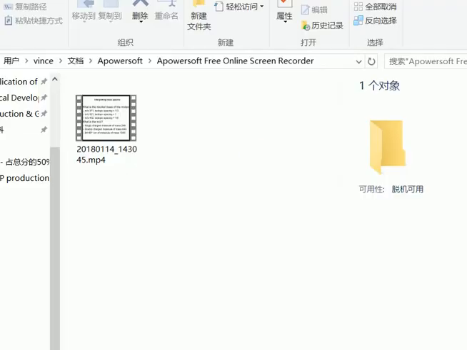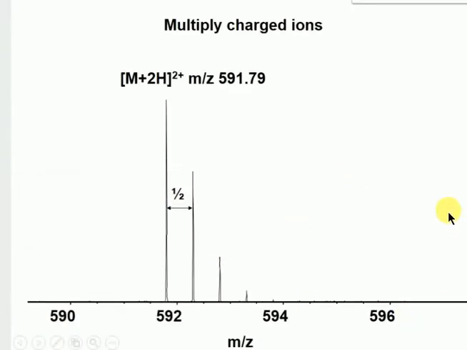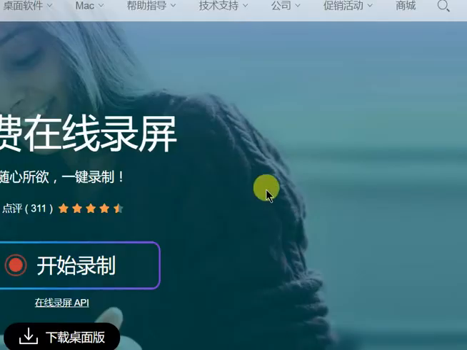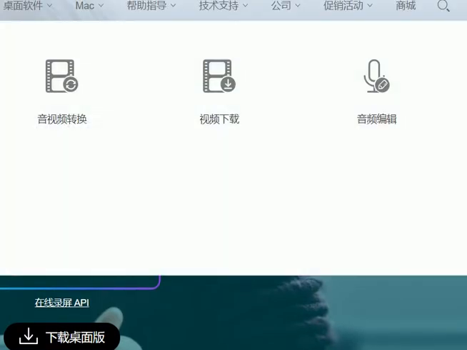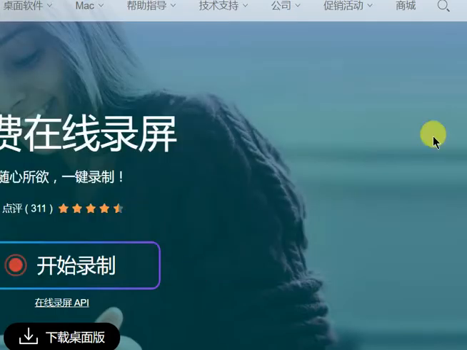Because the mass difference is still 1 between carbon-12 and carbon-13, but now the charge is 2. This is a doubly charged species. So the distance between these on the mass-to-charge scale is going to be 1/2. And that's very useful information because if you don't know what you're looking at, you can calculate what is the mass of the peptide.